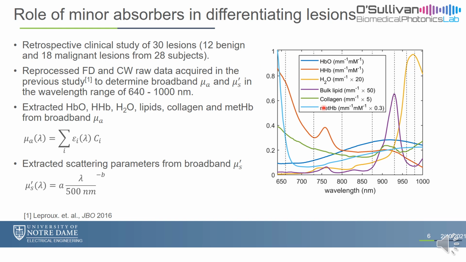So we in total looked at six chromophores. The extinction spectra of all those six chromophores are plotted out over here, which includes the four major absorbers as well as two minor absorbers, collagen and methemoglobin. Now, from the broadband absorption, we extracted scattering parameters using this inverse power law.